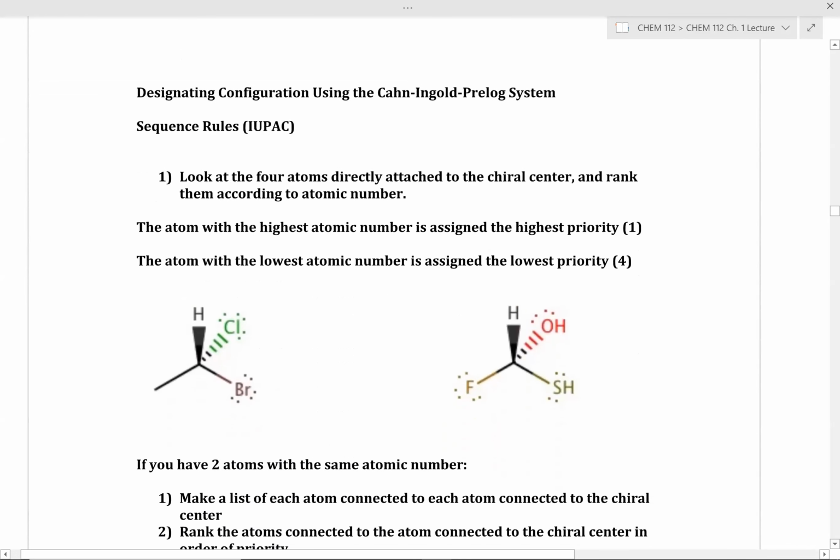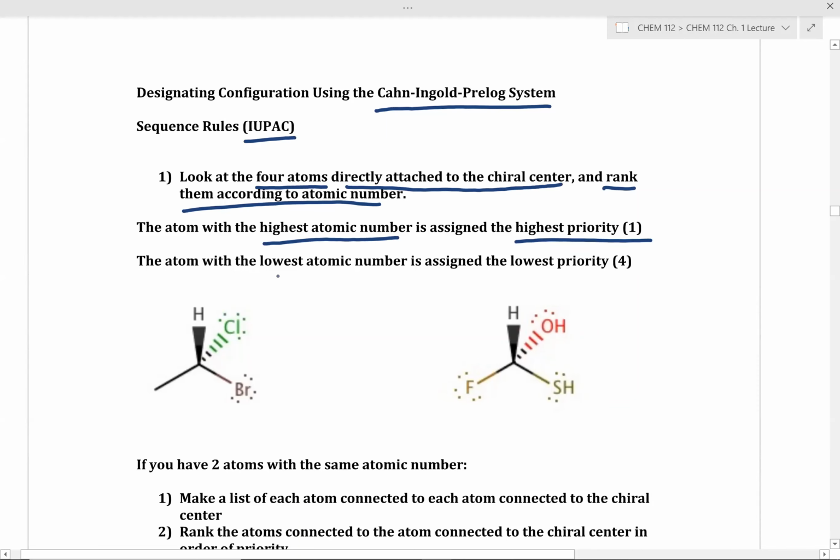Okay. What we're next going to talk about is the systematic process for assigning the configuration at chiral centers. So we're going to use the Cahn-Ingold-Prelog system, and this is based on the IUPAC framework. So first and foremost, we're going to look at the 4 atoms directly attached to the chiral center, and we're going to rank them according to atomic number. So in terms of our priority, the atom with the highest atomic number is assigned the highest priority. The atom with the lowest atomic number is assigned the lowest priority.